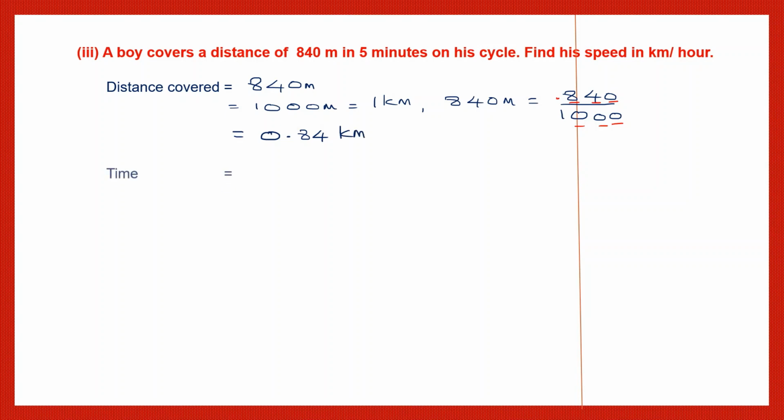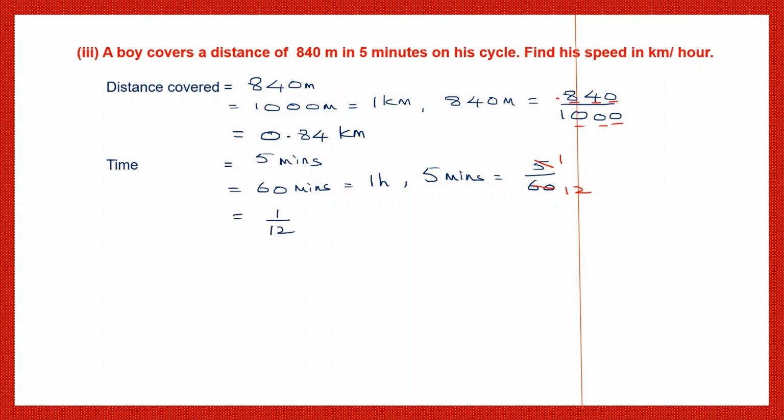Now let's look at the time. The time is 5 minutes, which we have to convert into hours. And we know that 60 minutes make 1 hour, isn't it? So 5 minutes will make 5 by 60. Now here we can cancel. 5 ones are 5, 5 twelves are 60. So we have 1 by 12 hours. So now check and see if we have kilometers per hour. Yes, here we've got kilometers and here we have hours. Now the units are correct, we can go ahead and find the speed.